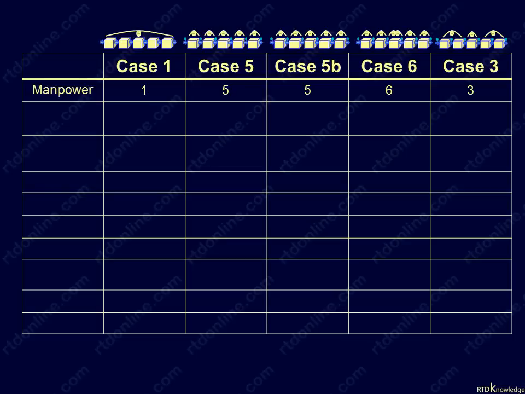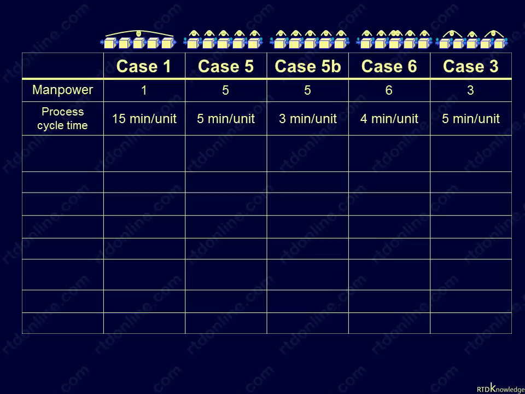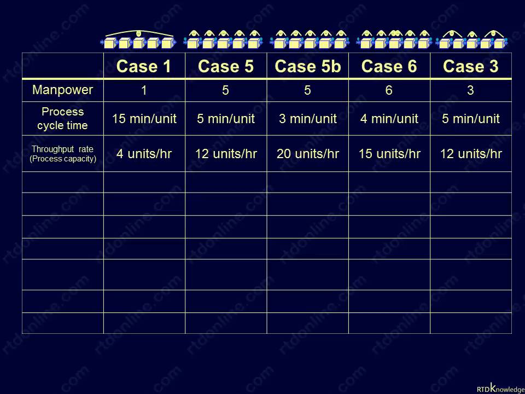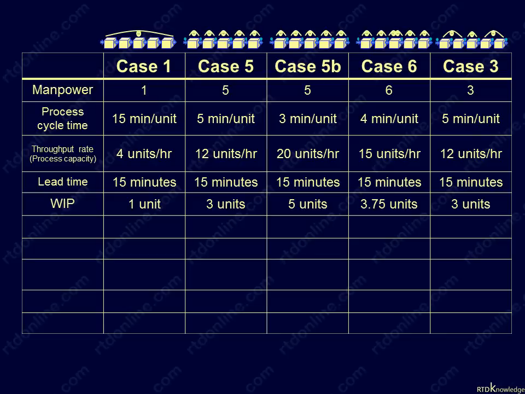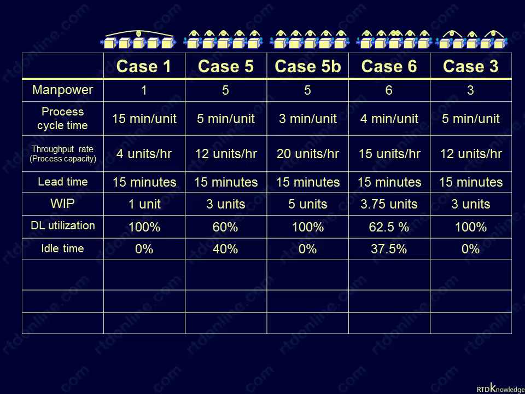Case 1 with 1 operator, Case 5, our original base process with 5, Case 5B, our balanced line with 5 operators, Case 6 with 6 operators, and Case 3 with 3 operators. Let's compare the results of our process analysis. First, their process cycle time, throughput rate or process capacity, lead time, which is the same for all, work in process, which we just discussed, direct labor utilization, idle time, which measures unused capacity. Note that utilization plus idle time is always 100%.